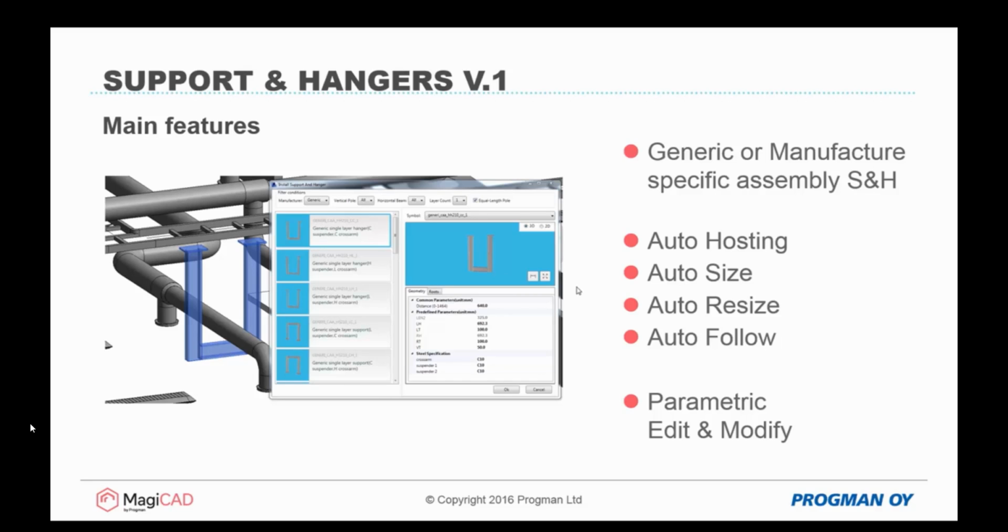If the duct, pipe or cable tray is changed in size, the Support and Hanger is automatically resized. If something needs to be changed on the supporting hanger, the user can easily by themselves parametrically edit the values according to the needs. If some of the host objects like the walls, beams, slabs or columns are changed or moved, the supporting hanger objects will automatically calculate and adjust to the new conditions.